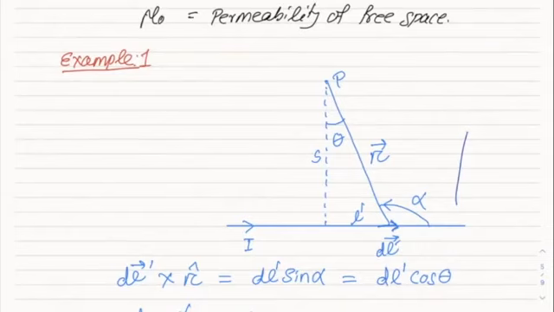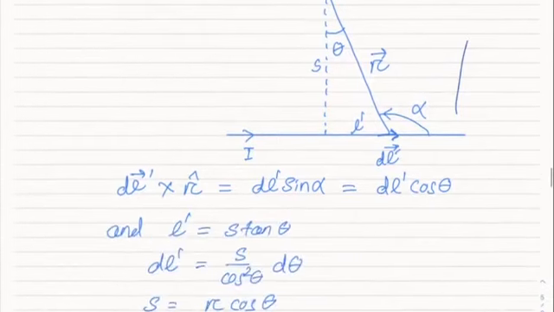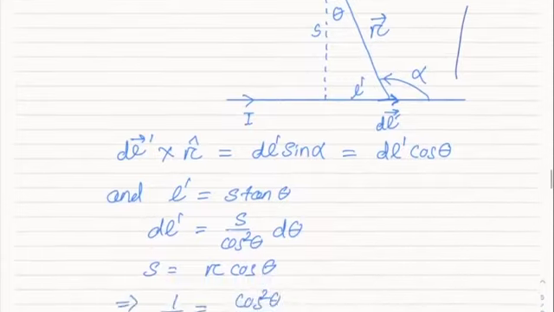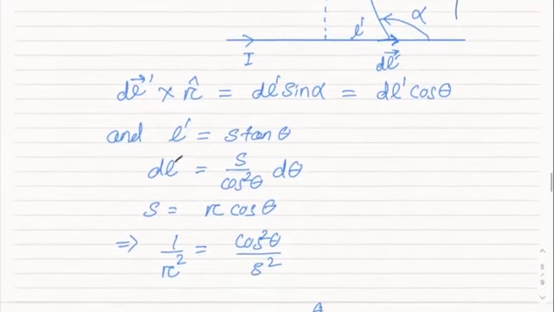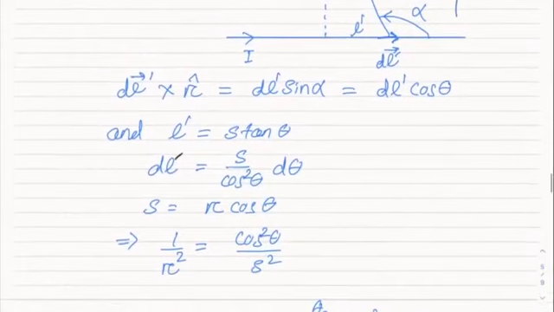However, what is your L prime? So that's your L prime, right? Sorry about that. So your L prime now should be your S tan theta. Your simple triangle rules. So now what should be the dl prime then? You do the differentiation, and you will get dl prime as S by cos square theta d theta. Just a simple differentiation. I hope it's clear.